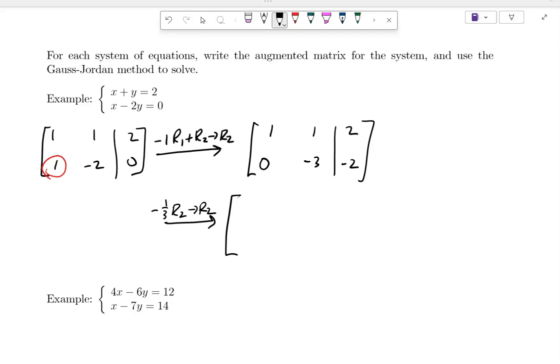Okay. That doesn't change the first row. What does your second row become when you divide by -3? 2/3. Good.